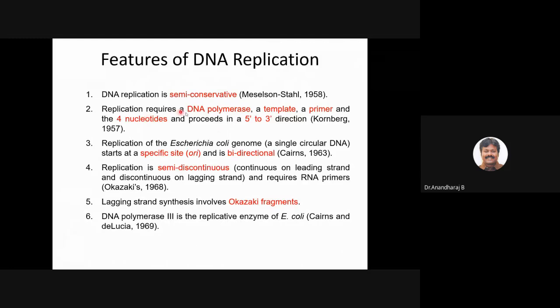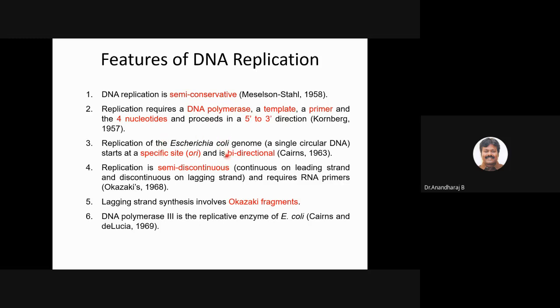Right? So replication requires a polymerase enzyme. We call it DNA polymerase. For RNA synthesis, RNA polymerase. So DNA polymerase, and we already mentioned template, primer and nucleotides. The direction of synthesis of the new strand is always from 5' to 3'. You know why it is called 5' and when it is called 3'. At the 5' end of the nucleotide, at the fifth carbon of the sugar, the phosphate group is attached. At the 3' end, at the third carbon, the hydroxyl group is free. This information was given by Kornberg in 1957, right?